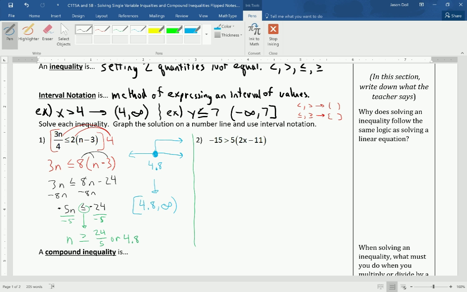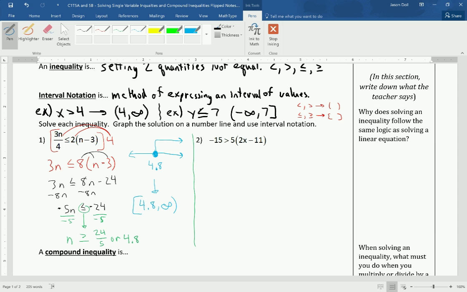All right, let's look at number 2. Actually, tell you what, I want you to do number 2 on your own. Instead of us doing it together in class, I want you to do number 2 on your own. Solve it, graph it, and then write the solution, the interval, in interval notation.